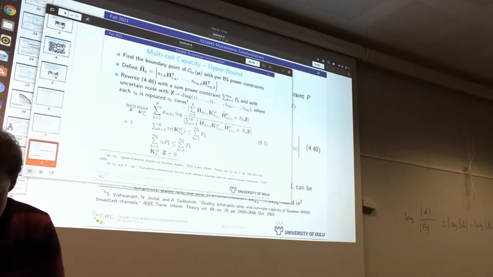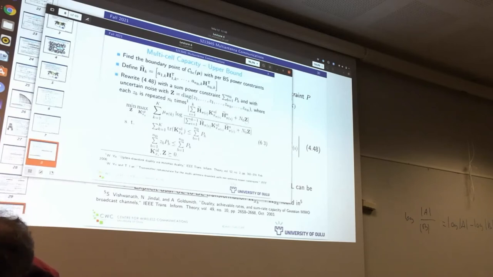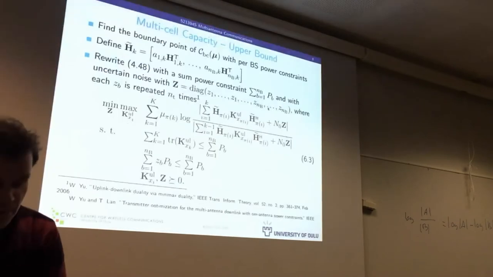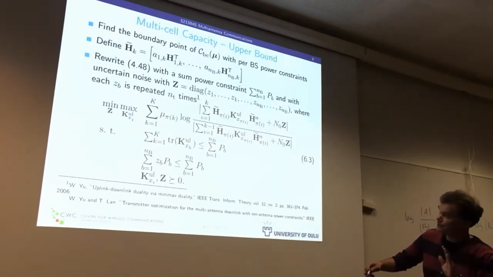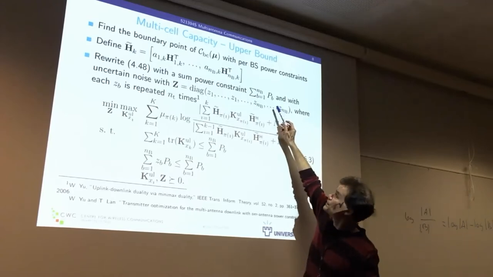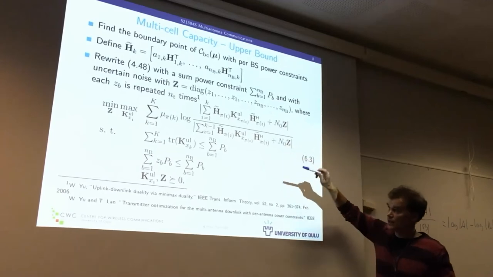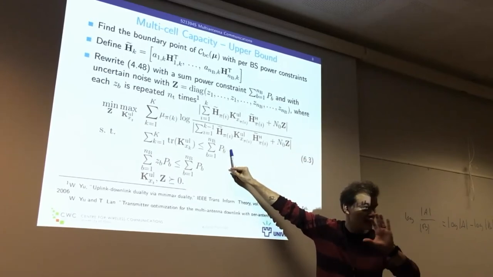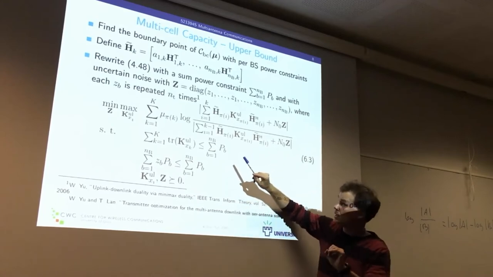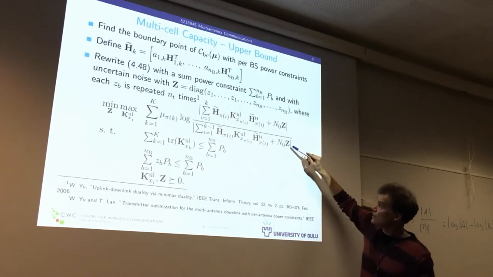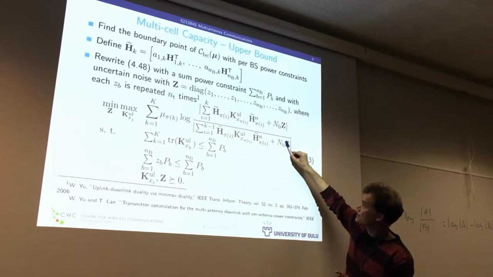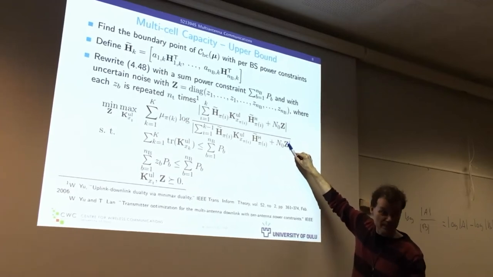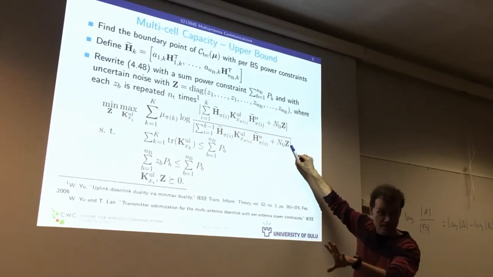For uncorrelated noise, how to handle the per base station power constraints is slightly tricky. I'm not going to go through the details of why it has this formulation, but the per antenna power constraints, P sub P, can be handled with a sum power constraint, just like in the dual uplink for the single transmitter. But now we have an extra structure for the noise. In the single transmitter case, this is an identity matrix, N0 I. That's the variance of noise.